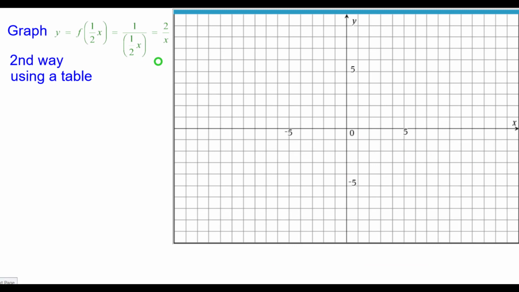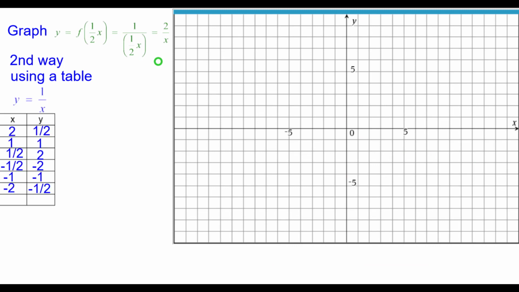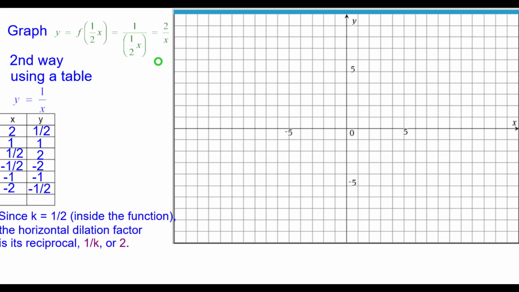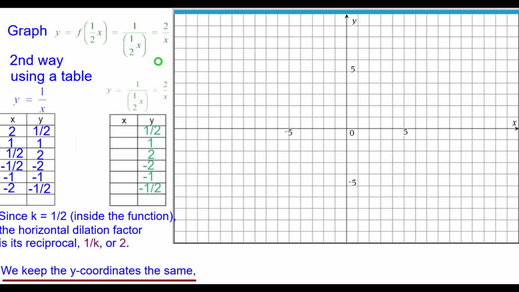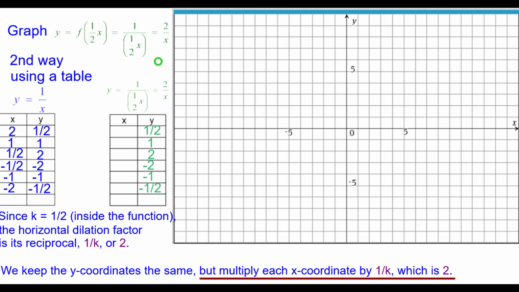Second way, using a table. Here's our normal reciprocal function table. Since k equals 1/2, the horizontal dilation factor is its reciprocal, which is 2. We keep the y coordinates the same, but we multiply each x coordinate by the reciprocal of k, which is, in this case, 2. So 2 times 2 is 4, and plot 4, 1/2.